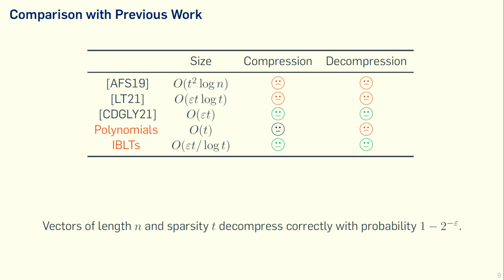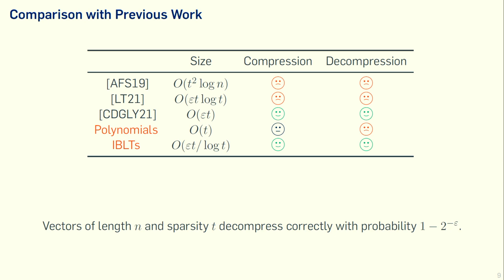Then there was work by Liu and Tromer. They were basically able to do something comparatively much better. They were able to compress to epsilon times t log t, but still compression and decompression is pretty bad. And then there's the work I already mentioned by Choi, Dachman-Soled, Gordon, Liu, and Yerukhimovich. And they were able to do something much better. They were able to basically get to epsilon t as a compression, but also the compression and decompression algorithms are much more efficient. So this is basically the baseline that we're trying to break.